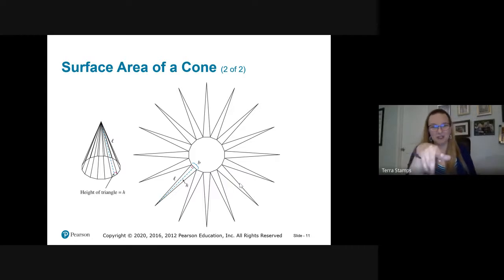This kind of shows you what that cone would open up to be if you had just like a whole bunch of little triangles. You know, kind of, again, emphasizing the fact that it's an extension of a pyramid.